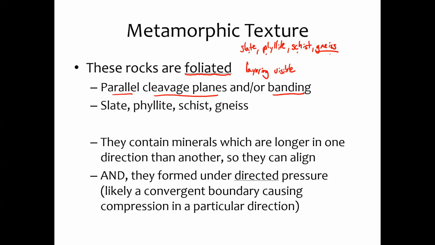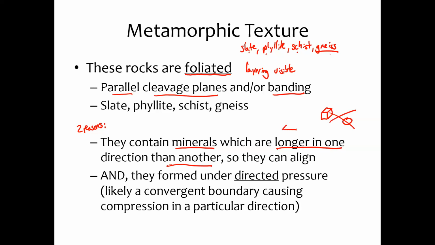Now, why are these rocks able to form some layering, some foliation to them? There's two reasons that they have foliation. One is that they contain minerals which are longer in one direction than another. So that means that they can align. If everything was the same size in every direction, like cubes or spheres, you really can't form layers of those. At least the layering won't be very apparent. And that's because there's no way for them to orient. So that's not what we mean.